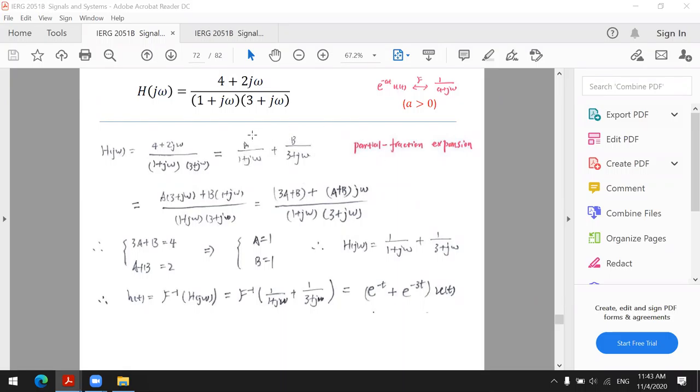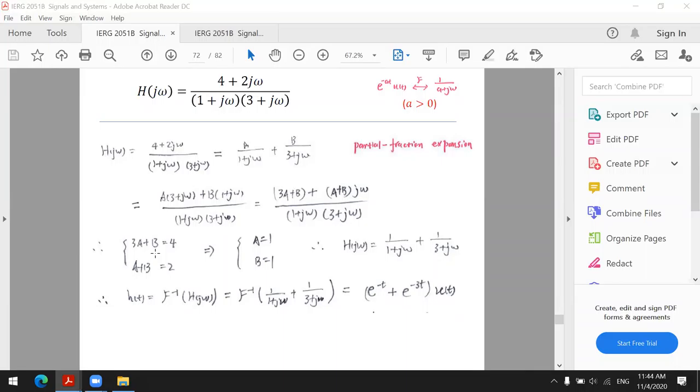So starting from this step, we can try to derive it back to the original form so that we have 1 plus j omega multiplied by 3 plus j omega on the denominator. Then on the numerator, with a, we multiply 3 plus j omega. With b, we multiply 1 plus j omega, to keep the equality whole. And then we put the constant terms 3a and b together. We put the coefficients before j omega, a and b, together, so a plus b times j omega. And because of this equality, this numerator needs to be the same as the original numerator 4 plus 2 j omega.